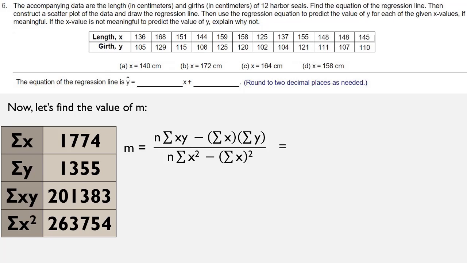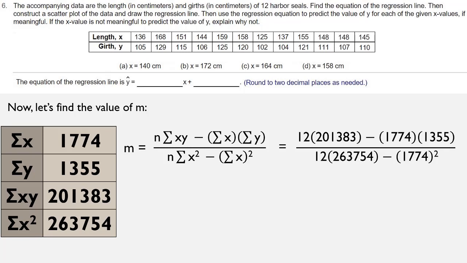We start to insert the values that we have from the table on the left, remembering that n is the number of data points, and in this problem we have 12 data points. So that's going to be 12 times the sum of the xy's, which is 201,383, minus the sum of the x's times the sum of the y's, 1774 times 1355, over n times the sum of the x squareds, 12 times 263,754, minus the sum of the x's squared, 1774 squared. We do each one of those four multiplications.